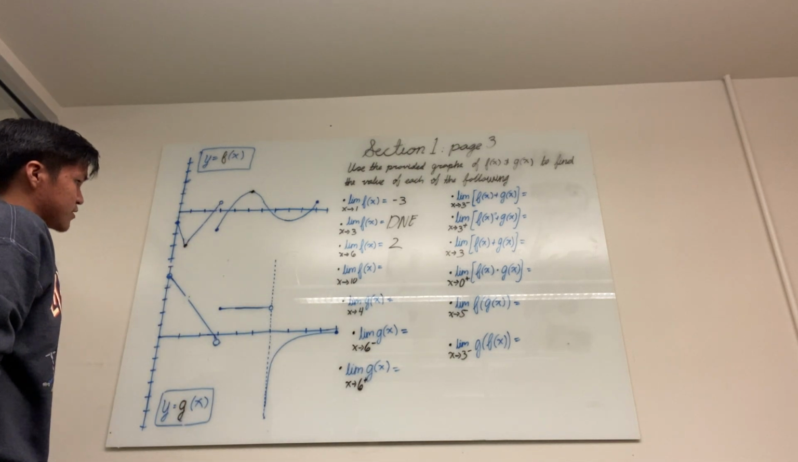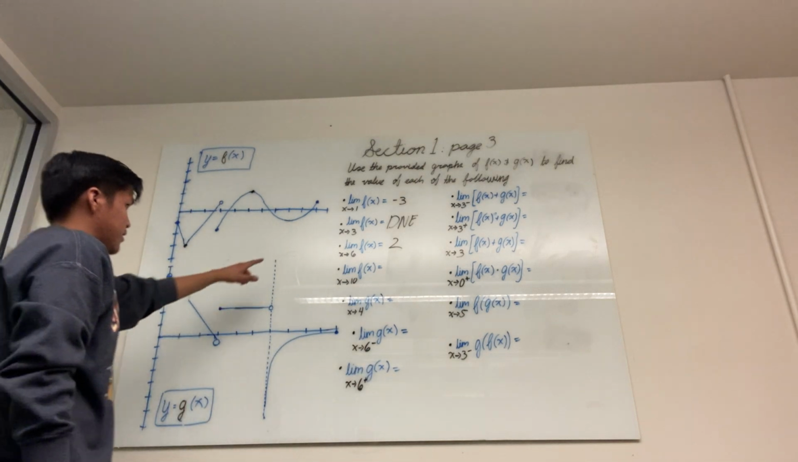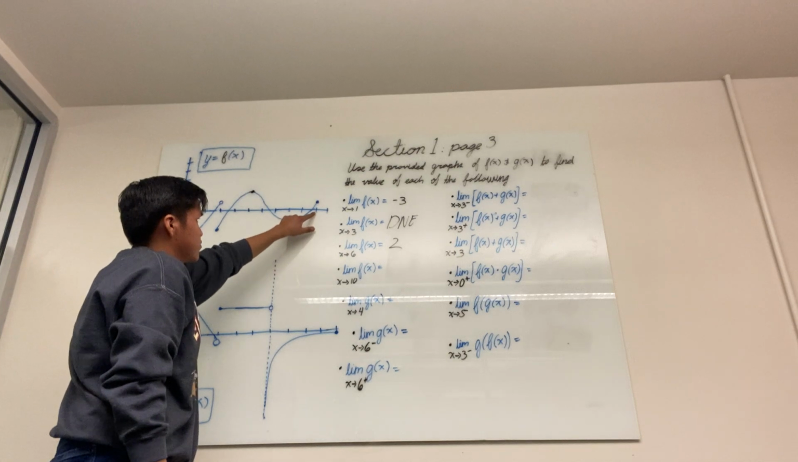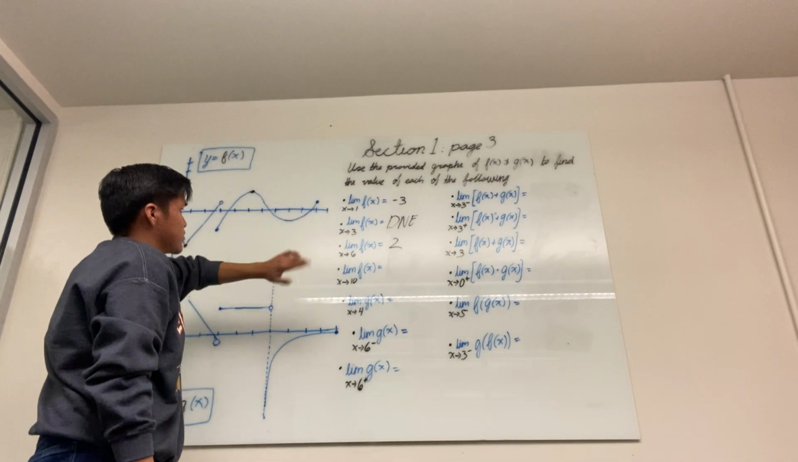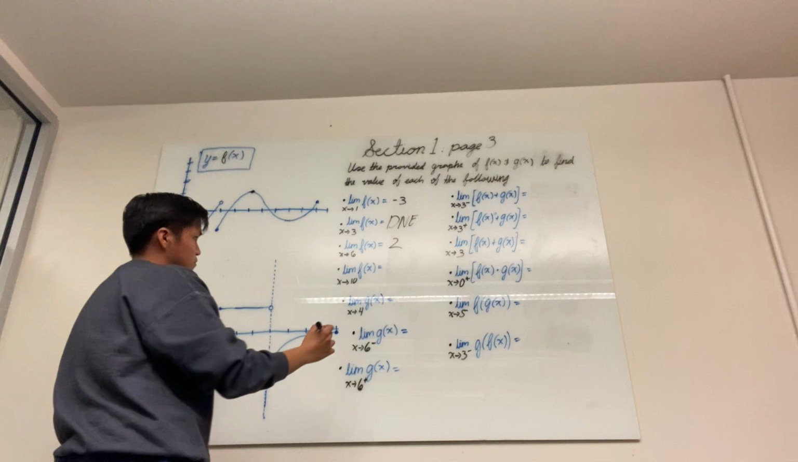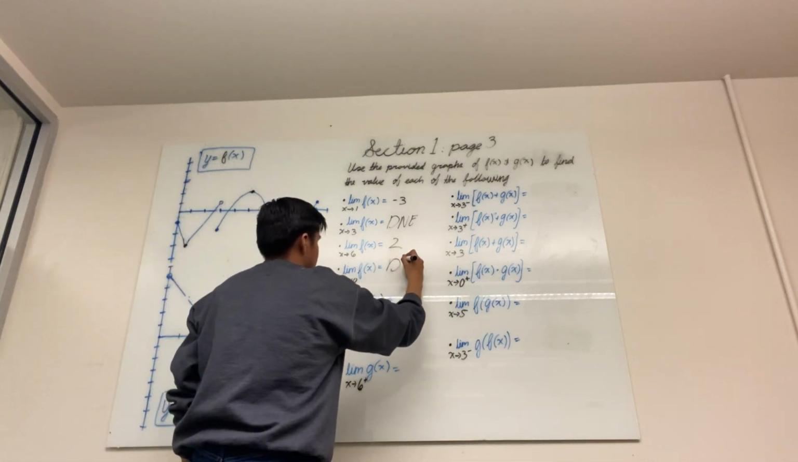The limit of f(x) as x approaches 10. We look again at the negative side, it approaches 1, but from the positive side, there's no continuing function, so the limit does not exist.